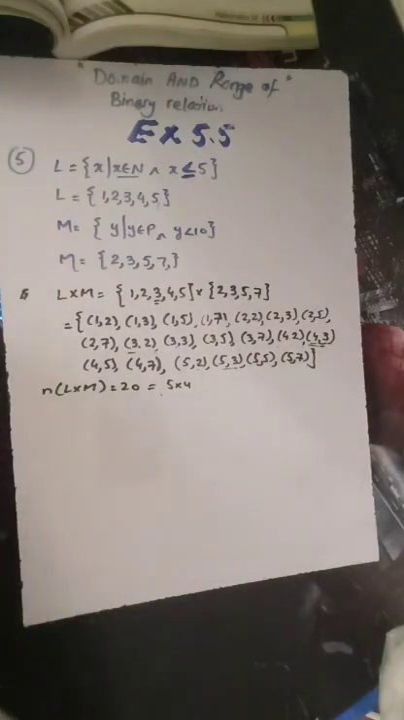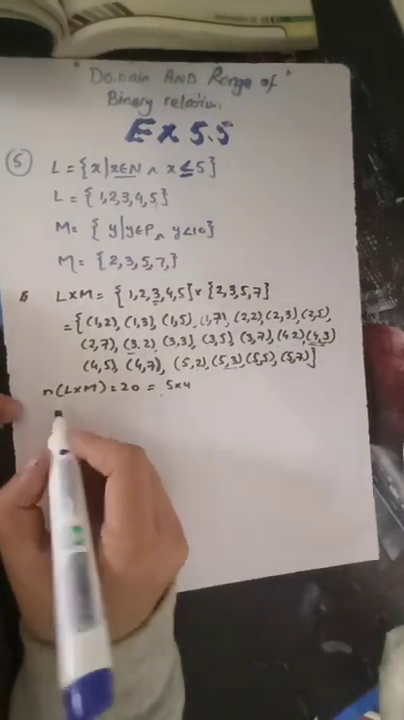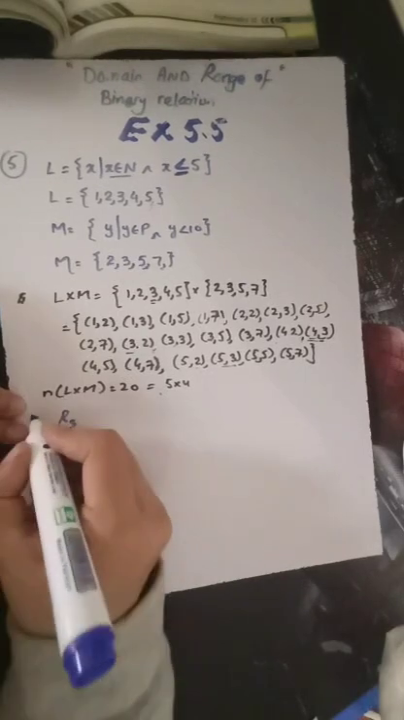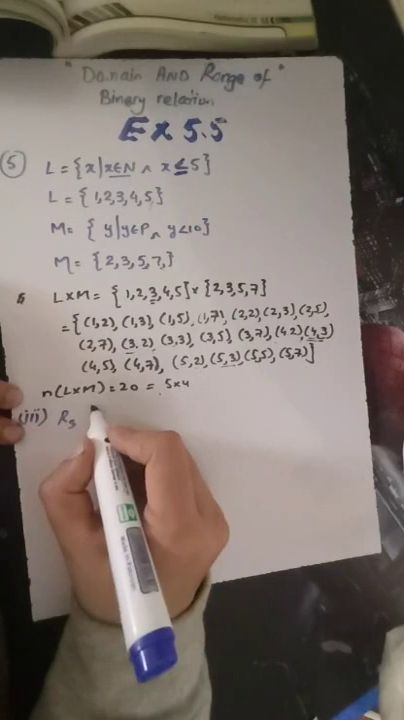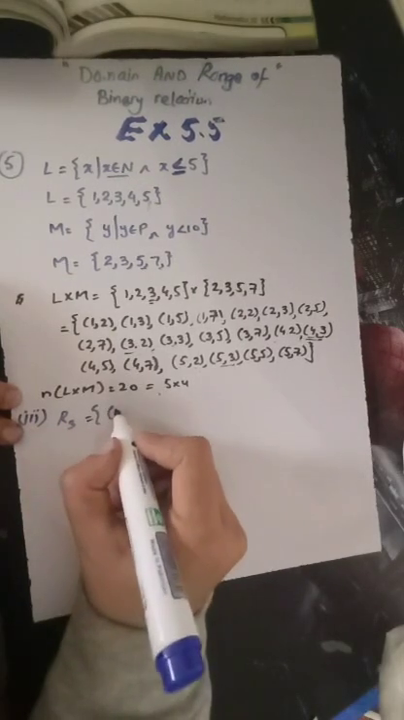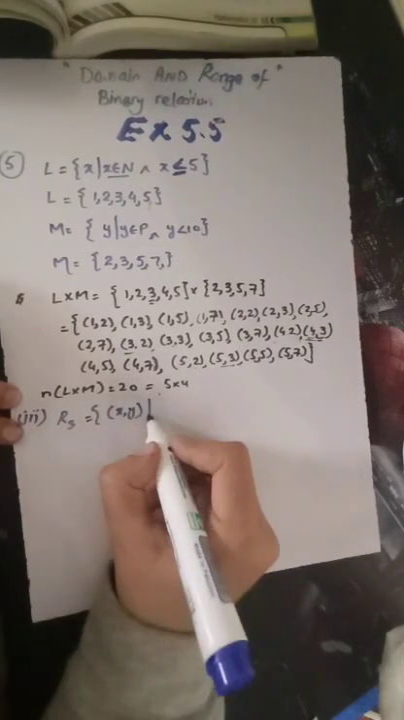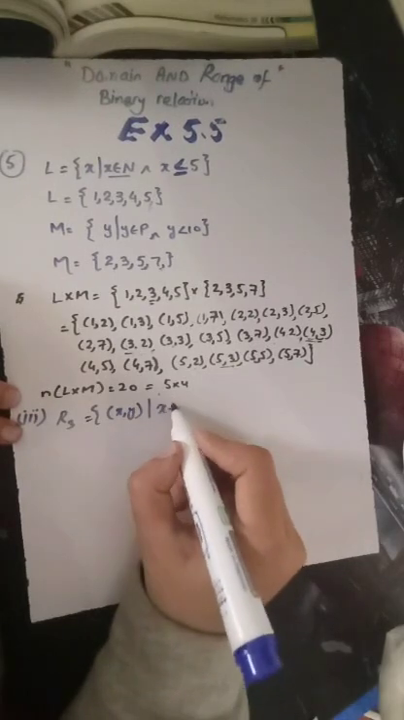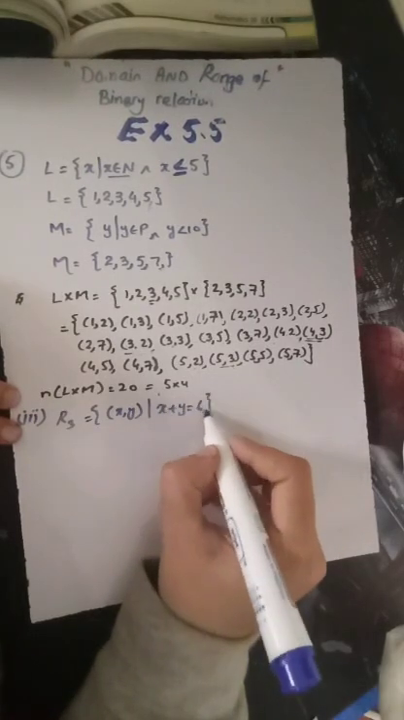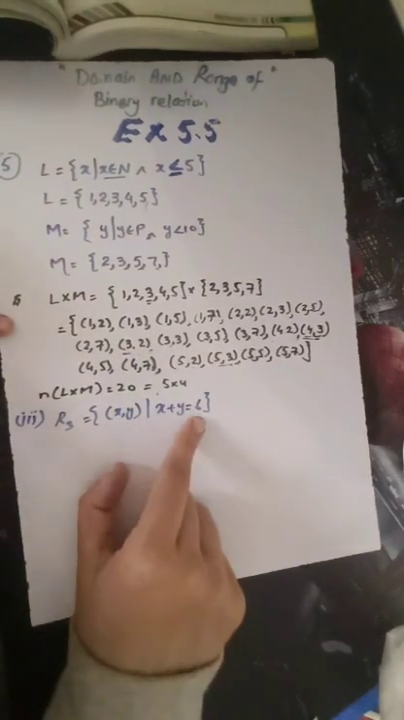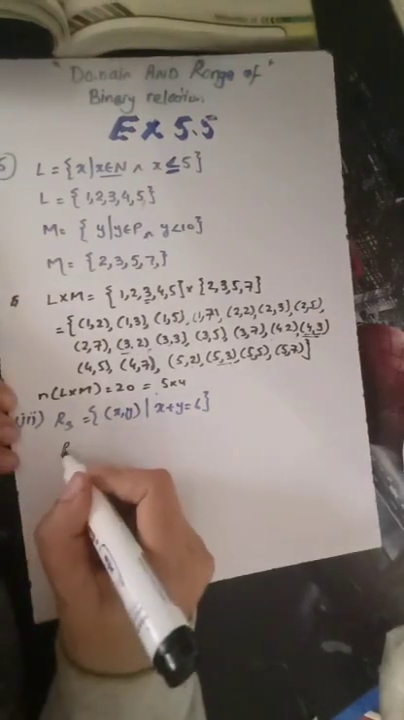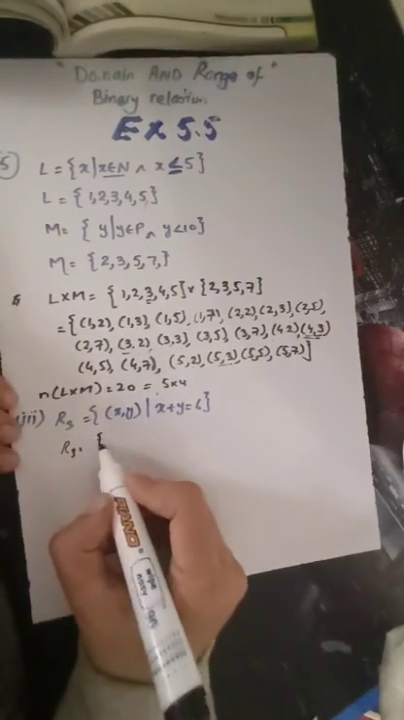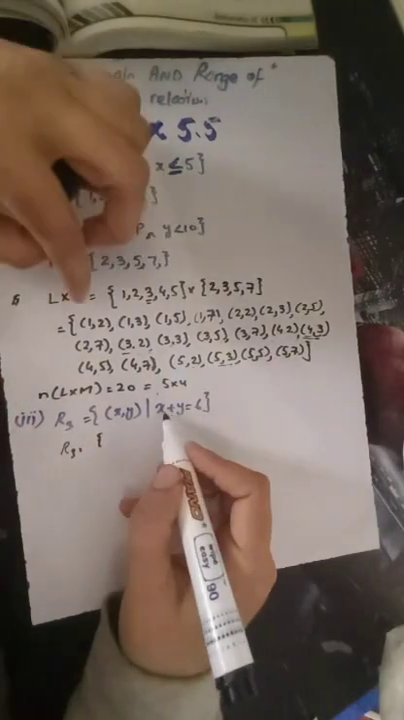The next part is you have to write R3. It is given that it contains those ordered pairs such that x plus y is equal to 6. It means that you have to choose those ordered pairs in which the sum of the first and second element is 6. Okay, so this will contain those ordered pairs whose first and second elements add up to give 6.